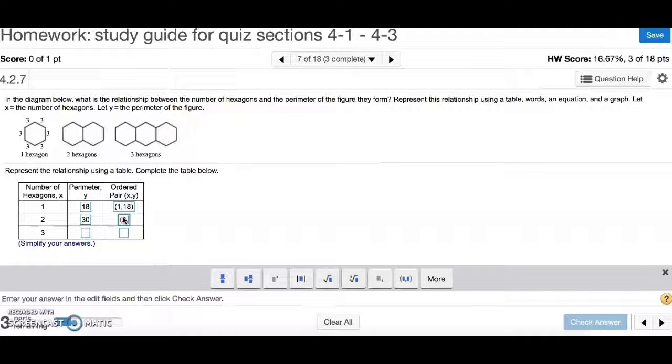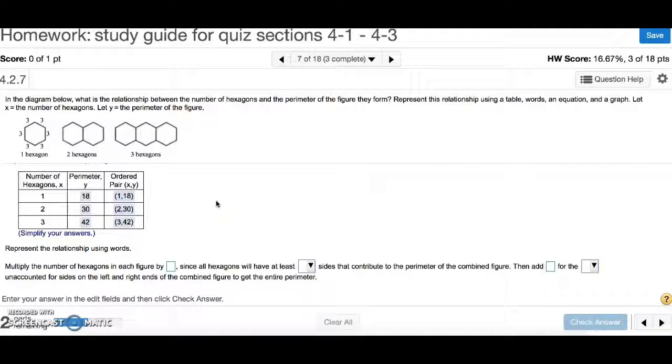So 2, comma 30. For the third one, let's add up those sides. And you'll have 14 sides. Remember, just add up the outside sides. So then that times 3, because the length is 3, you'll get 42. So 3, comma 42.